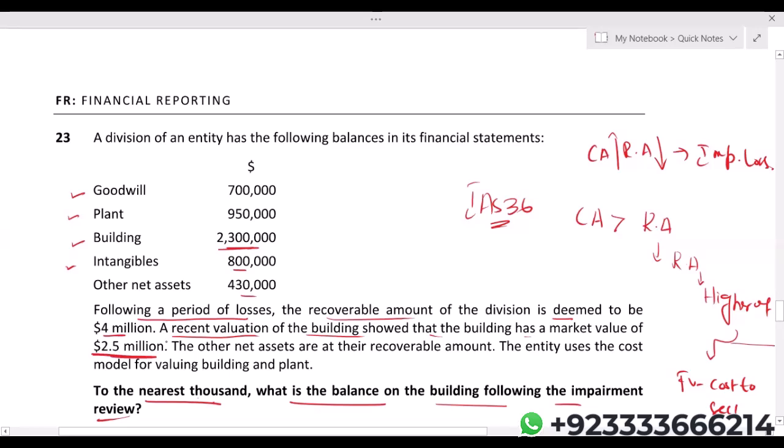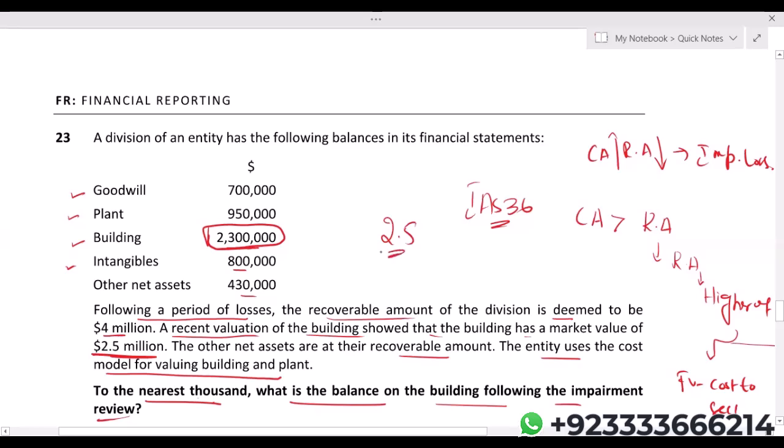The market value of the building is 2.5 million. The other net assets are at their recoverable amount. The entity uses the cost model for valuing the building and plant. Now listen carefully. The building has a carrying amount of 2.3 million, and the same building has a market value of 2.5 million.